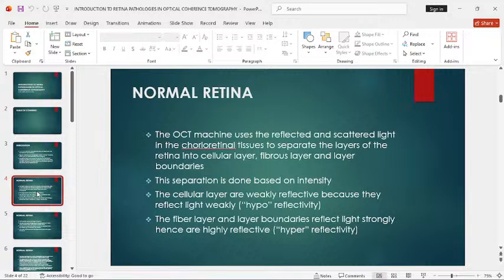Are we together? So the cellular layers are weakly reflective because they reflect light weakly, and we call this hyporeflectivity. Any layer that doesn't reflect light so much, we call a hyporeflective layer. While the fiber layers and the layer boundaries reflect light so strongly, hence we call them a highly reflective layer. So please never forget this part.